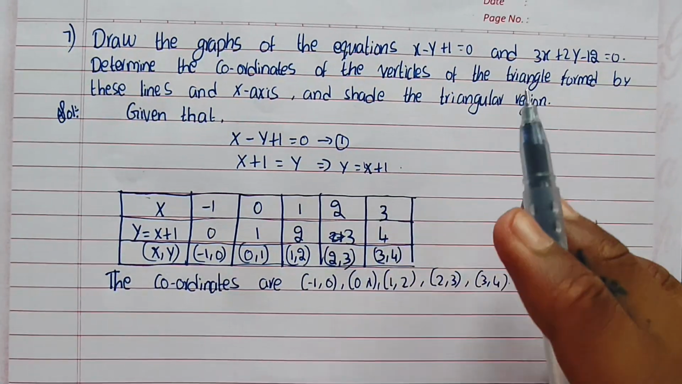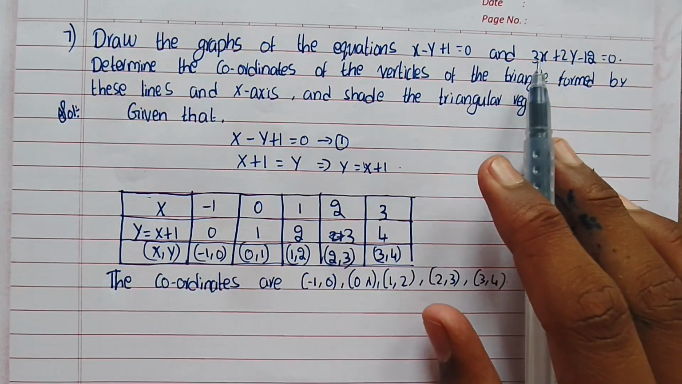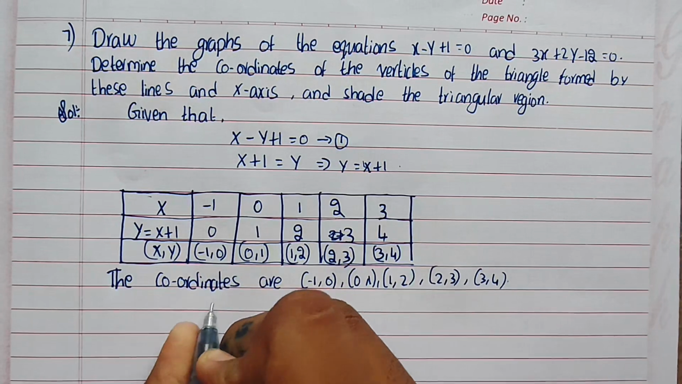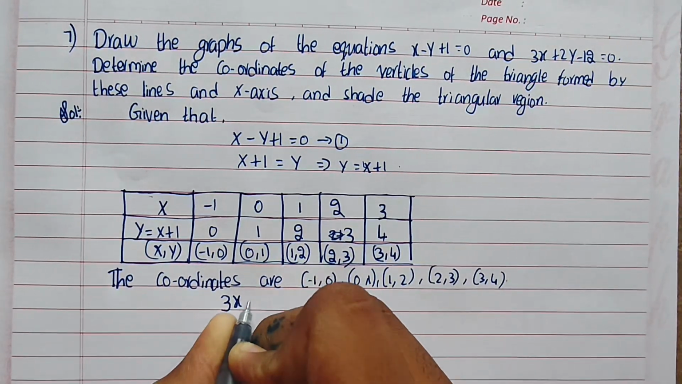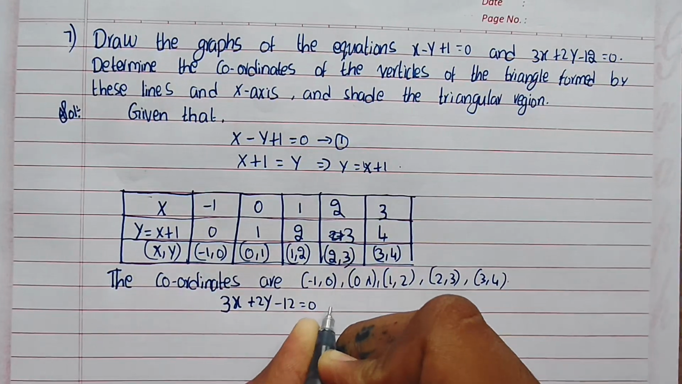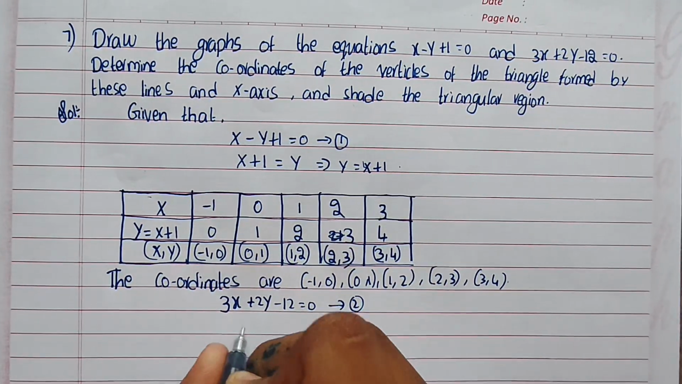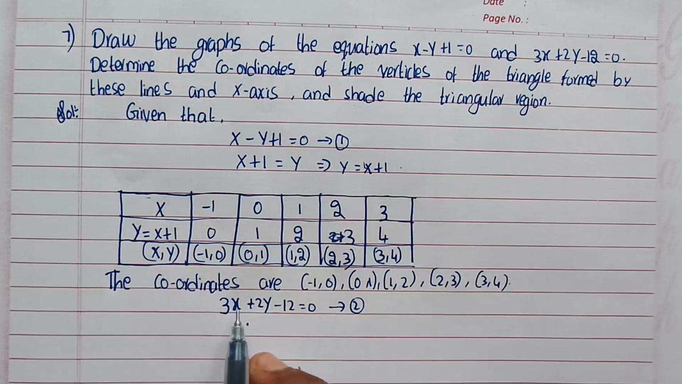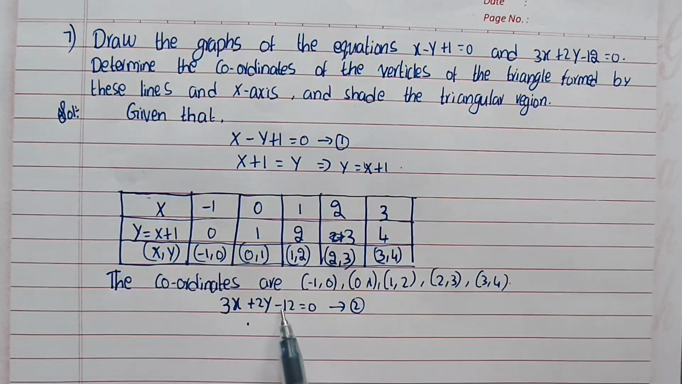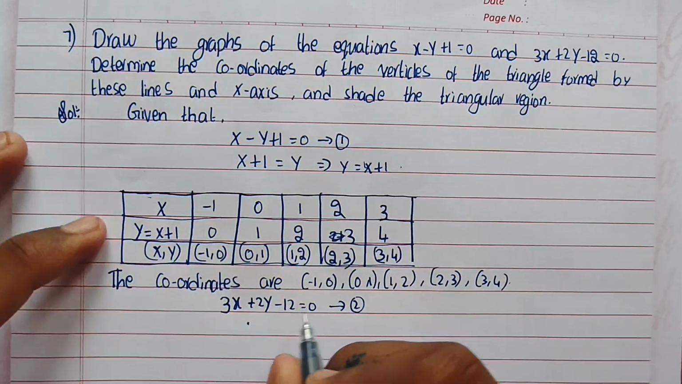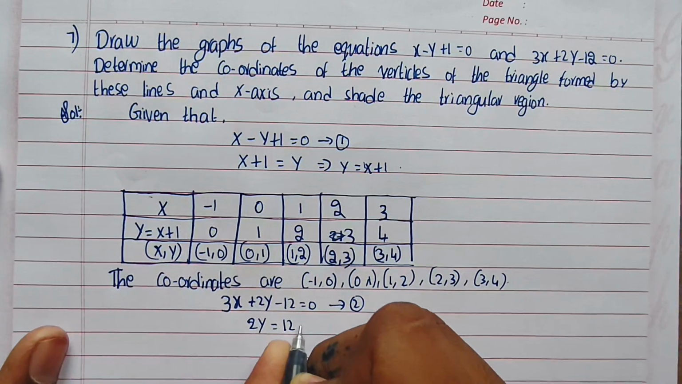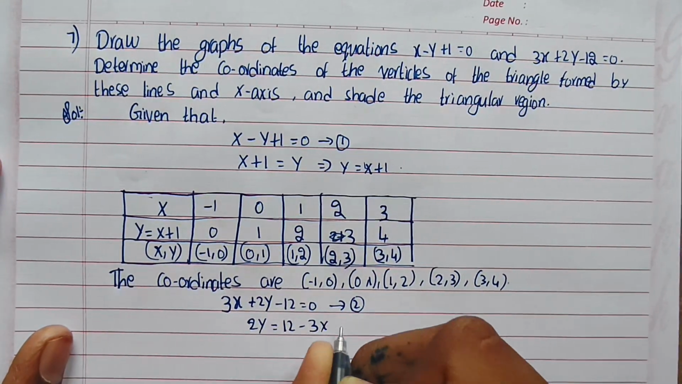So after, there is also another linear equation of 3x plus 2y minus 12 equals to 0. So I am writing 3x plus 2y minus 12 equals to 0 as I am taking it as equation 2. So when 3x plus 2y minus 12 equals to 0, if we transfer 3x minus 12 to the right side, it becomes 12 minus 3x. So 2y is equals to plus 12 minus 3x.